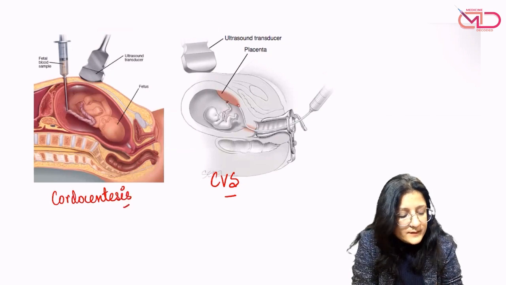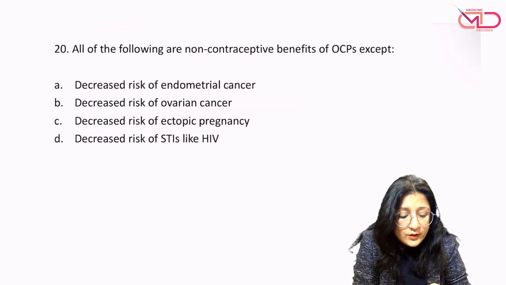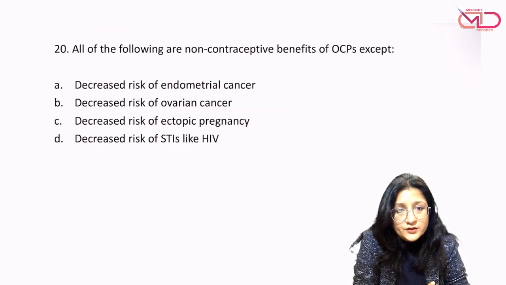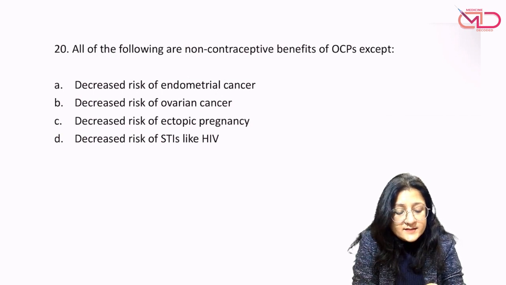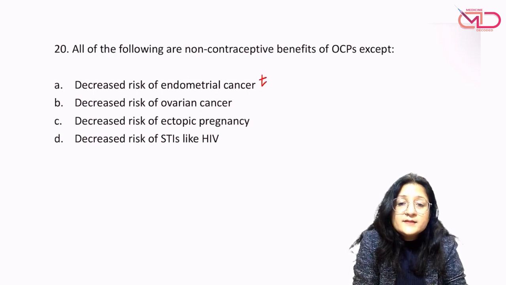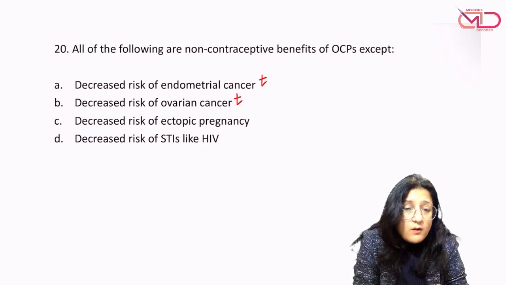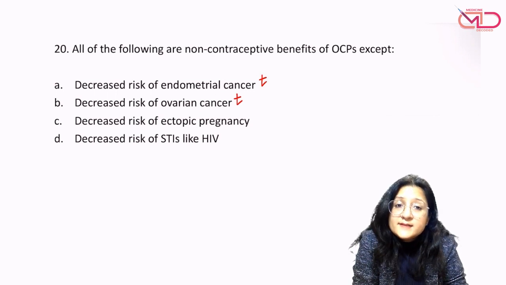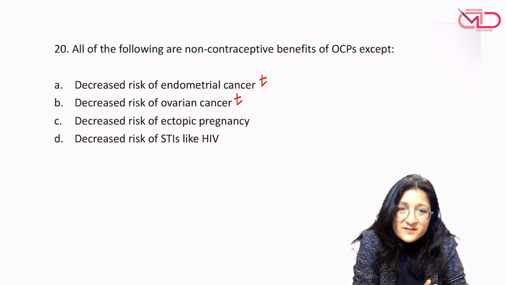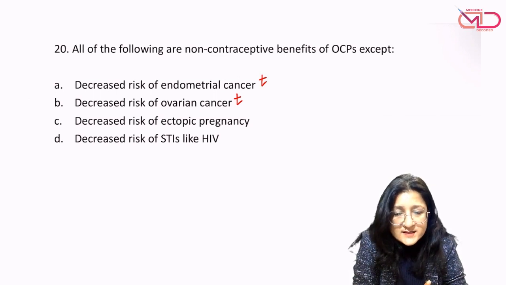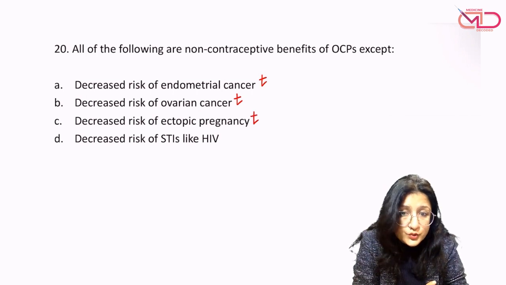Okay. Now, let's have a look at the next question. All of the following are non-contraceptive benefits of OCPs except. Yes, we know OCPs decrease the risk of endometrial cancer. OCPs decrease the risk of ovarian cancer also, right? All contraceptive methods decrease the absolute risk of ectopic pregnancy because they prevent pregnancies. They're very effective in preventing pregnancies. So, yes, decreased risk of ectopic pregnancies is also true.